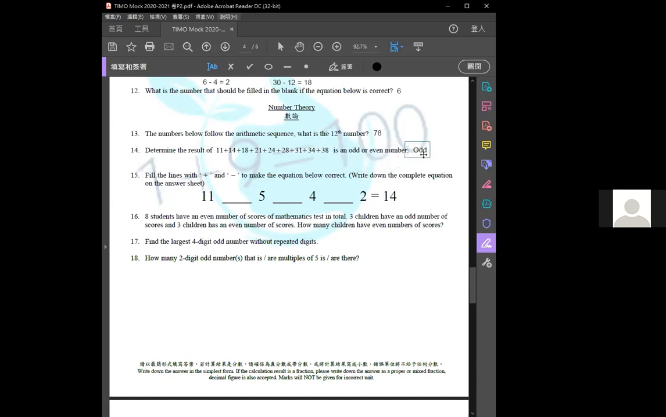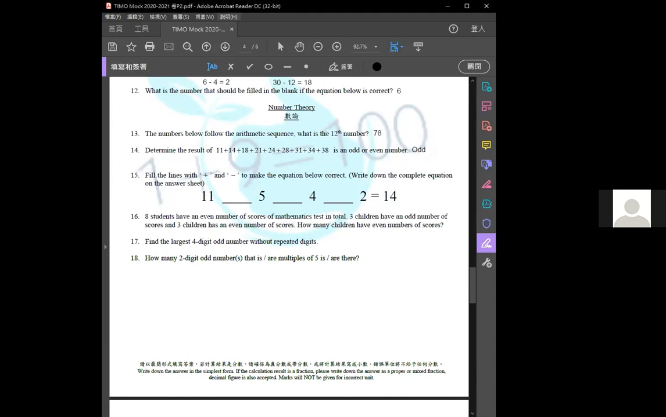No matter what, even plus even will become even, so it does not affect the result. And when odd plus odd, it will become even as well. So when there are 2 odds, we can eliminate them, and for all the even numbers, we can eliminate them too. If we eliminate all of those as I mentioned and there's still a number left, which is odd, the answer is odd. If there's no number left, then the answer is even. So it's pretty easy for question 14.